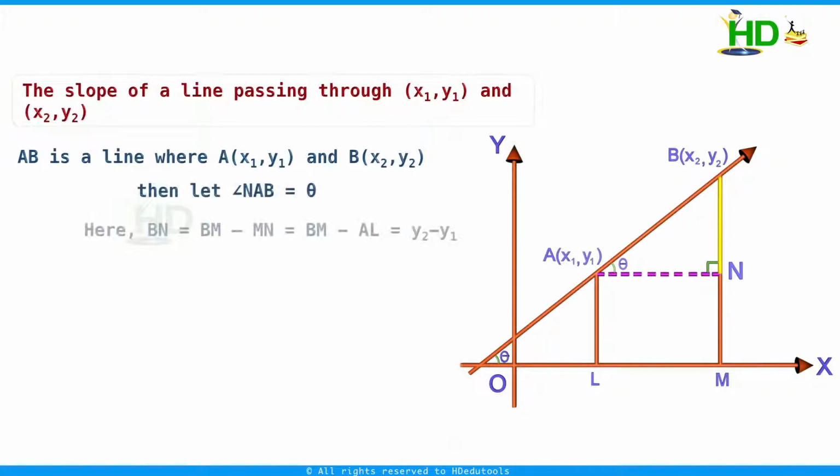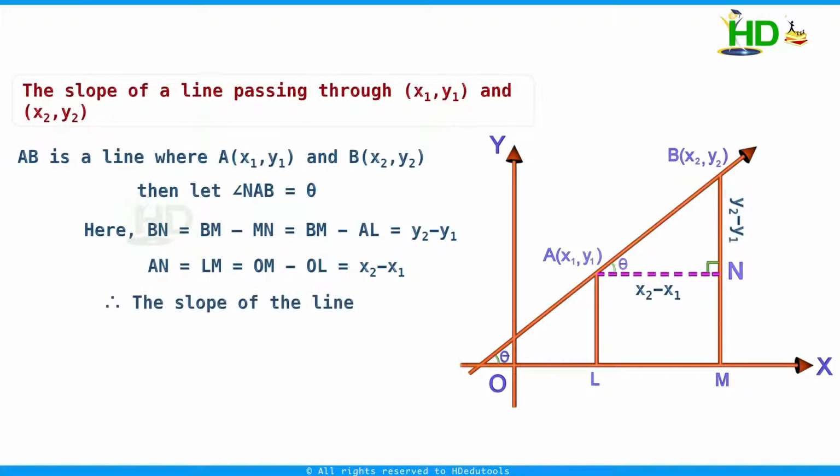In this figure, BN is nothing but BM minus MN. This is BM minus AL, y2 minus y1. And AN is LM, which is equal to OM minus OL, which is equal to x2 minus x1. Now the slope of the line is m equals tan theta, which is equal to opposite side by adjacent side, that is y2 minus y1 by x2 minus x1. Therefore, the slope of the line passing through the points x1, y1 and x2, y2 is y2 minus y1 by x2 minus x1.